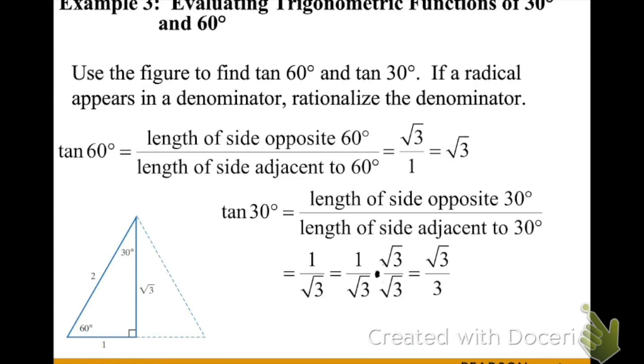Now, when we go to find tangent of 30, we need to rethink what our opposite and our adjacent sides are. For the 30-degree angle, the opposite is 1, and the adjacent is square root 3. So this time we have 1 over square root 3, and when we rationalize, we get a final answer of square root 3 over 3.